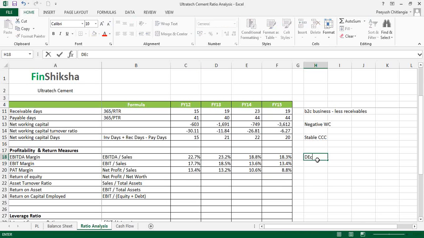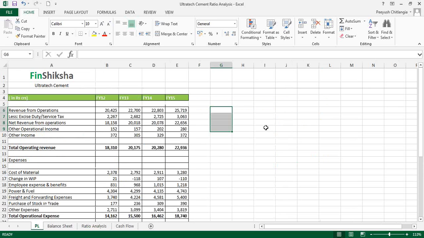We have a declining EBITDA, declining profitability. Why is that happening? We do need to find out why that is happening. If we search for this, let's look at the P&L first.